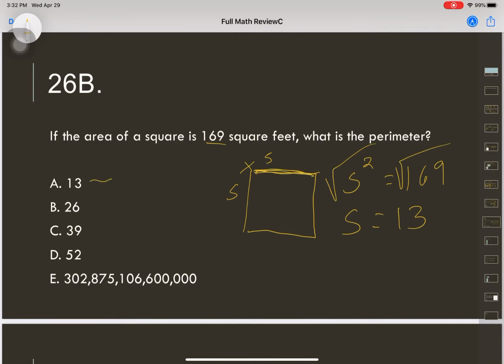As you notice, that's one of the answers. But it asks what is the perimeter, not what is the side length. So you've got to say 13 here, and 13 here, and 13 here, and 13 there. You do 13 all the way around. It's 13 times 4, which is 52.